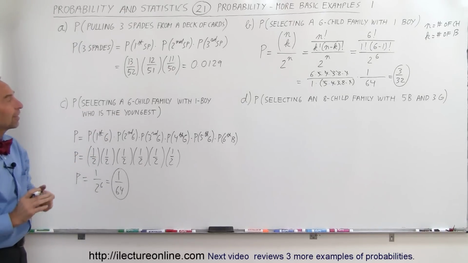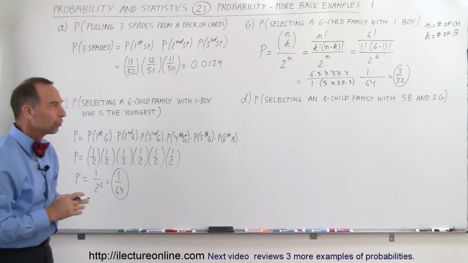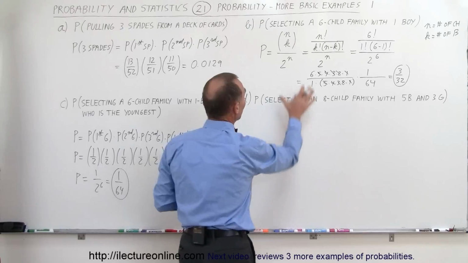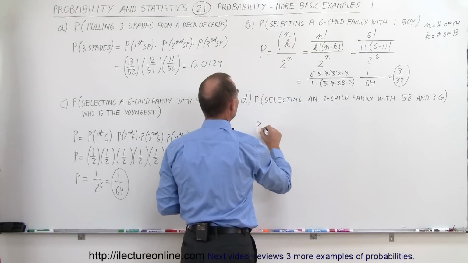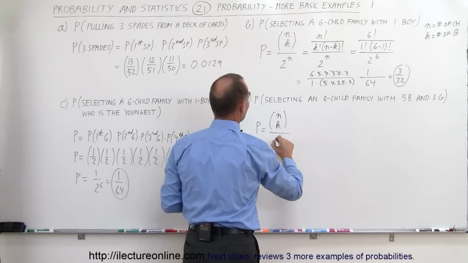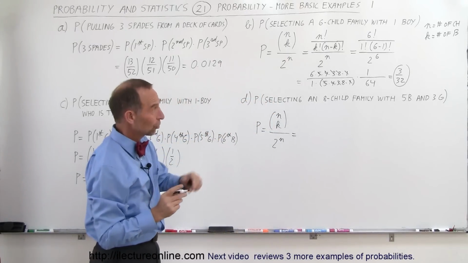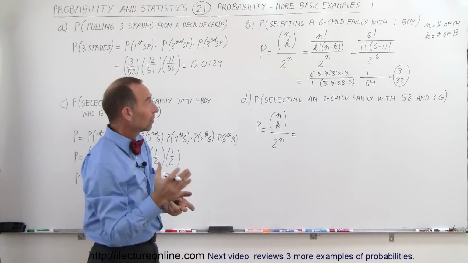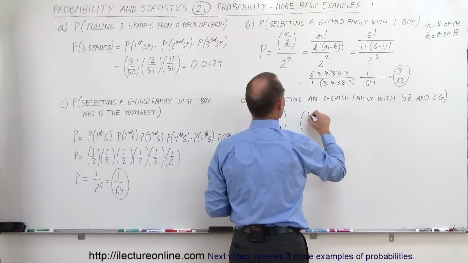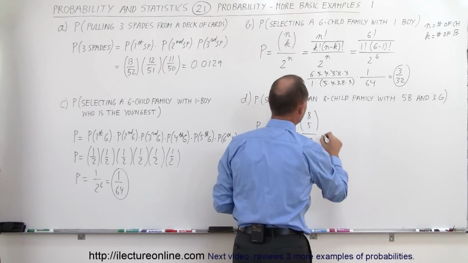Finally, we're going to try to find the probability of finding an 8-child family with 5 boys and 3 girls out of a group of 8-child families. All right, again, we use the same equation we used over there. The probability is equal to n choose k divided by 2 to the n power. Now, in this case, n is going to be 8, number of children is 8, and let k be representative of the number of boys, so this becomes 8 choose 5 divided by 2 to the 8th power.